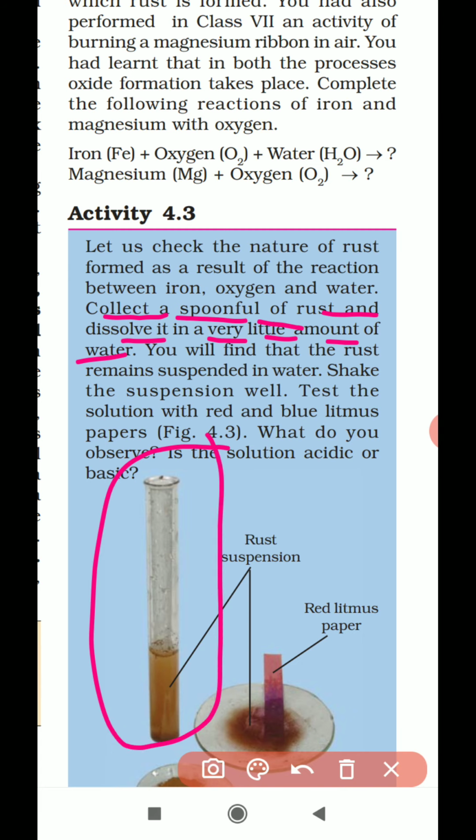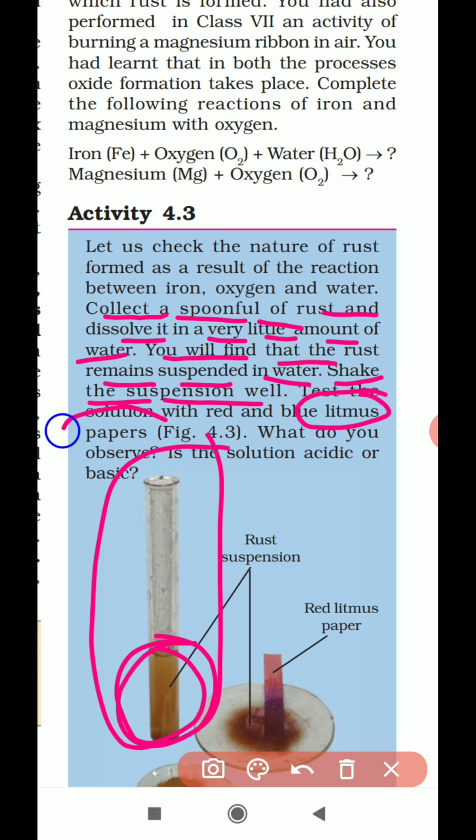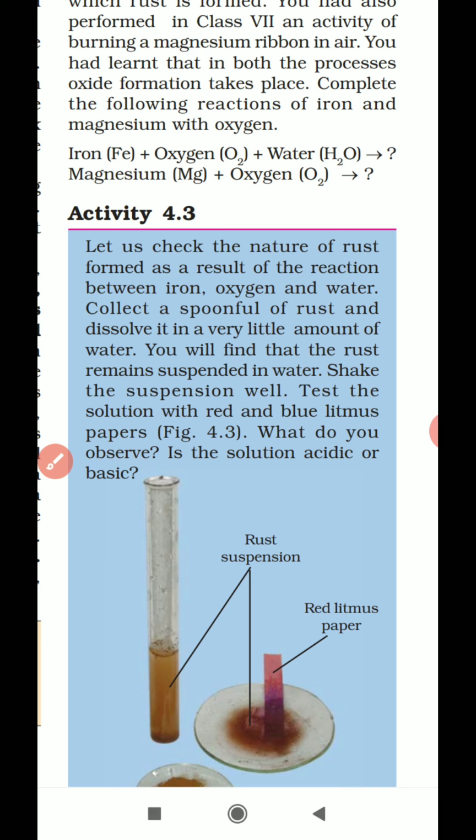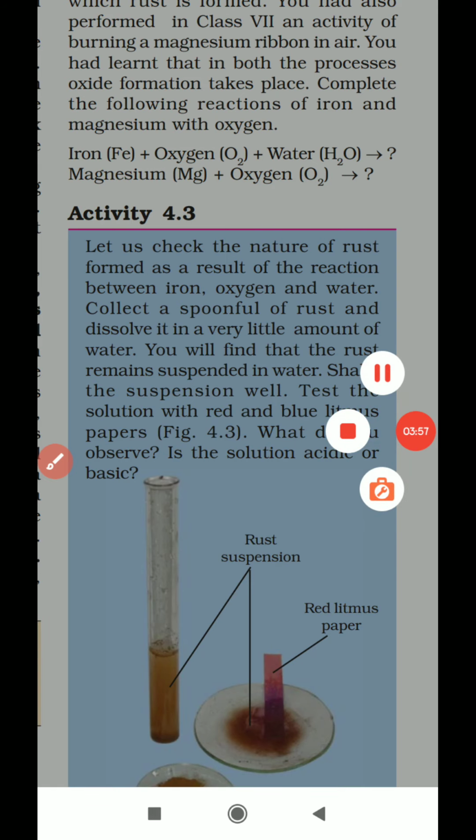See, this is a test tube where I have rust dissolved in water. You will find that rust remains suspended in water. When water is added to the rust particles, the rust does not completely dissolve. So I am going to shake the test tube well, and when I shake it, some rust particles get dissolved in water. Now I am going to take litmus paper. The question arises in your mind, what is this litmus paper?